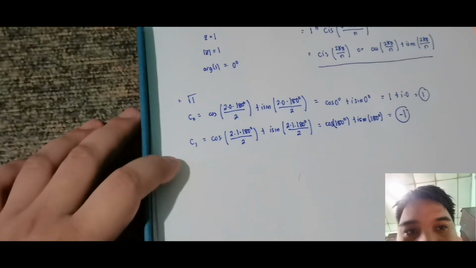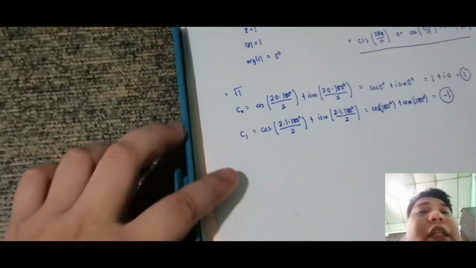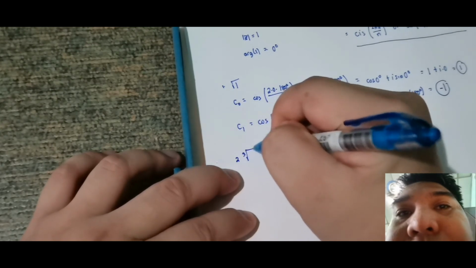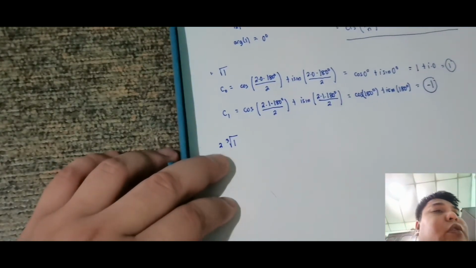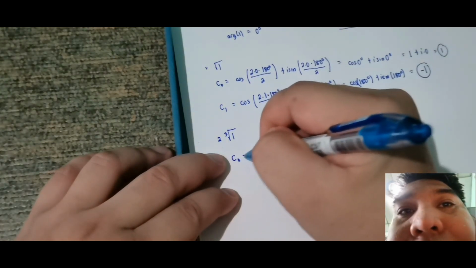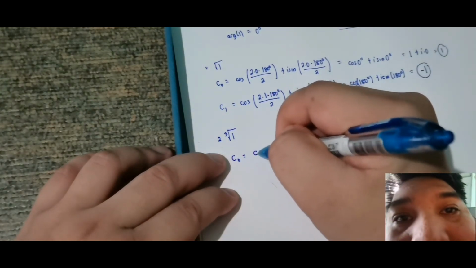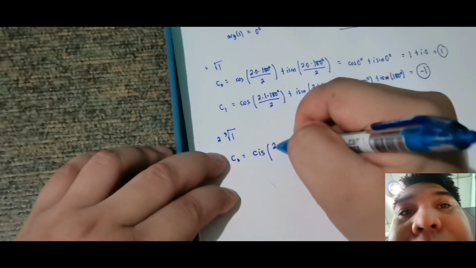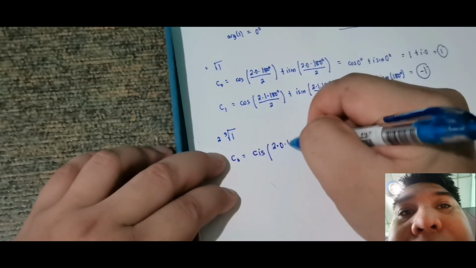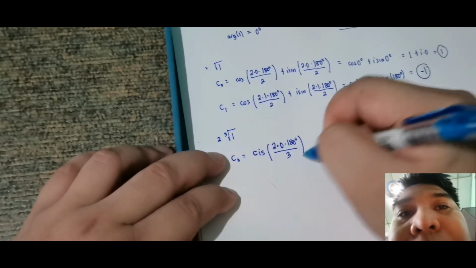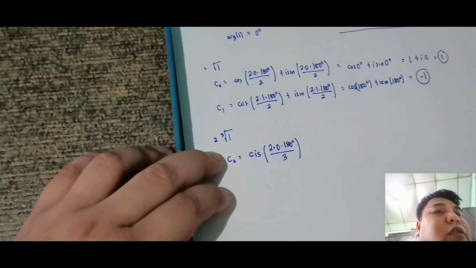By the way, mamaya na, hindi ko pa ipapakita dyan. So, doon tayo sa number 2. Kunin natin yung cube root ng unity. Mag-start tayo sa C sub 0. C sub 0 is equal to, ganito na lang, para may convenient na solution, cis of 2 times 0 times 180 degrees all over 3. After mo masolve yan, 2 times 0 times 180 is 0, divided by 3 is 0.